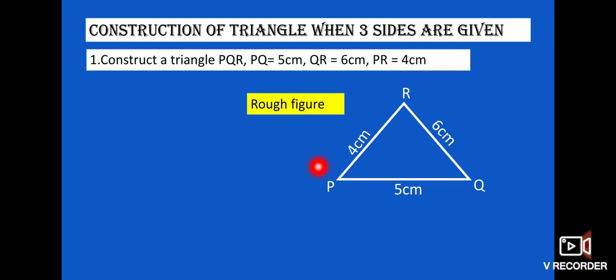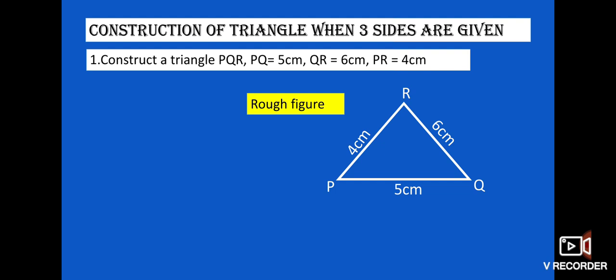Before constructing the triangle, first we draw a rough figure, a rough diagram of a triangle. You just draw a triangle using your scale and pencil without correct measurements. You don't take the correct measurement. Just draw a triangle, then put the name PQR. The measurements are given in the question, so you mark that also. PQ equal to 5 centimeter, you just write with your pencil. QR equal to 6 centimeter. PR equal to 4 centimeter. So you remember PQ 5, PR 4, QR 6.